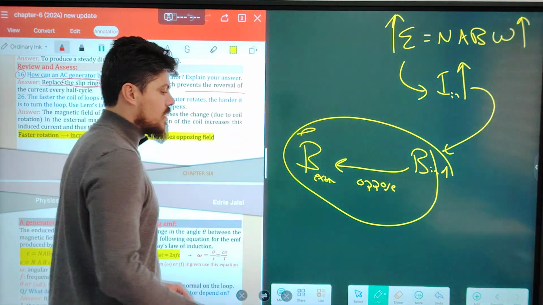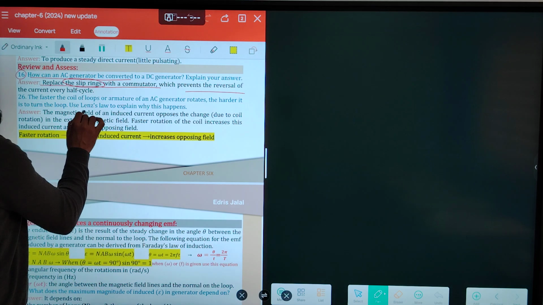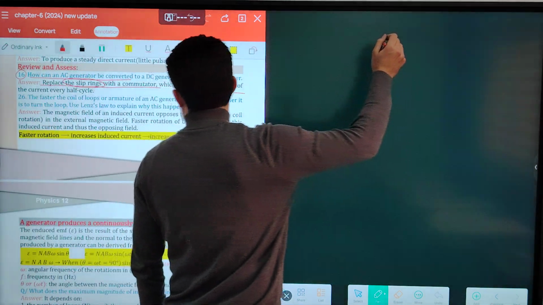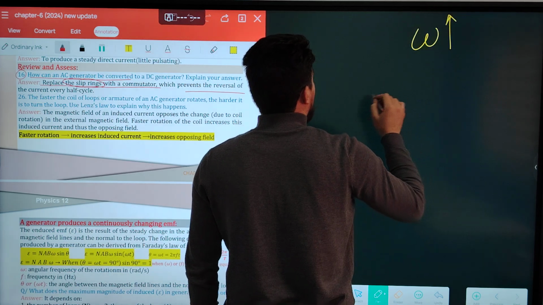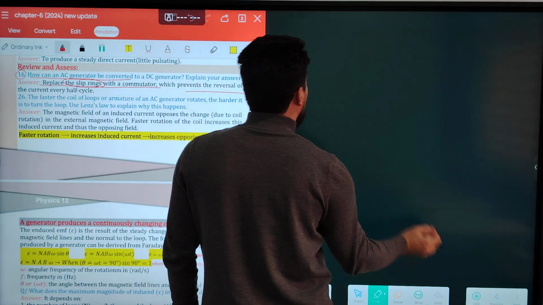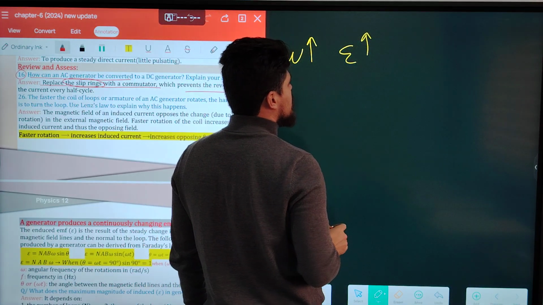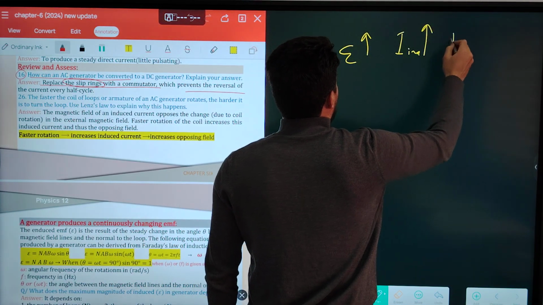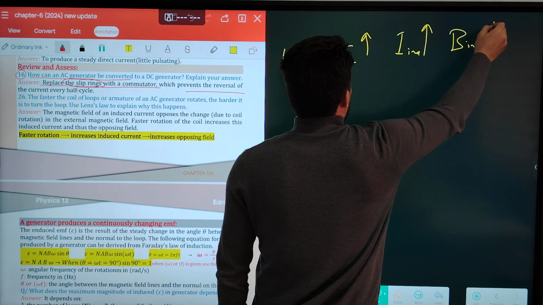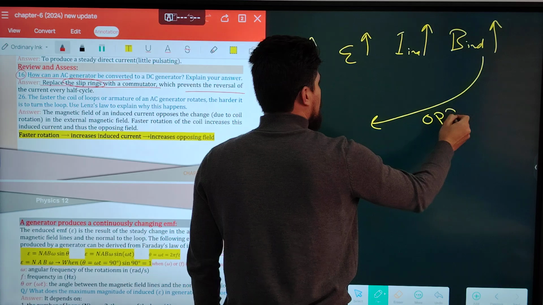This is the reason. Once again, listen carefully, guys. The question says, the faster the coil of the loop or armature, it means that when omega increases, what happens to the EMF? EMF also increases. When EMF increases, the induced current increases. The induced magnetic field also increases. This induced magnetic field opposes what?